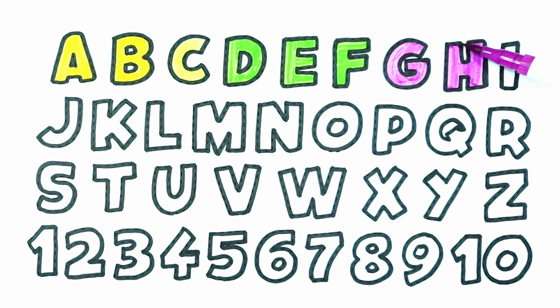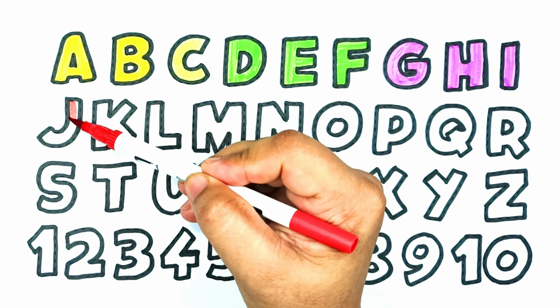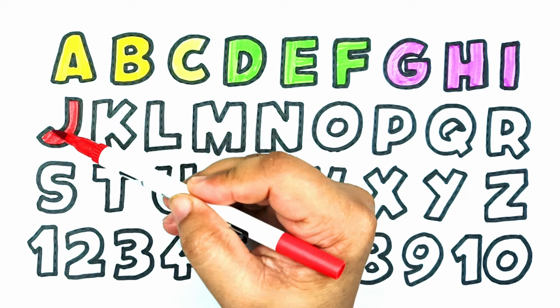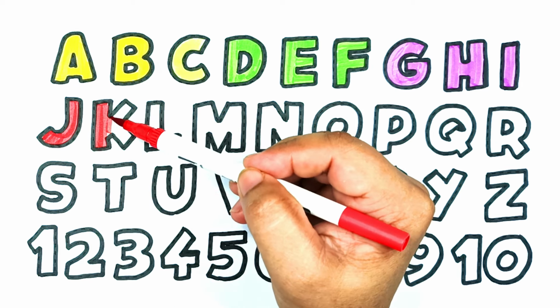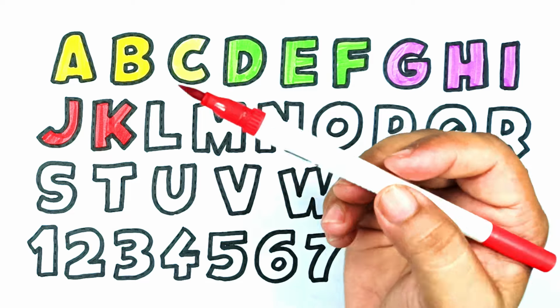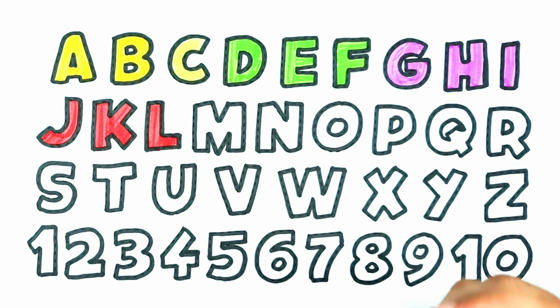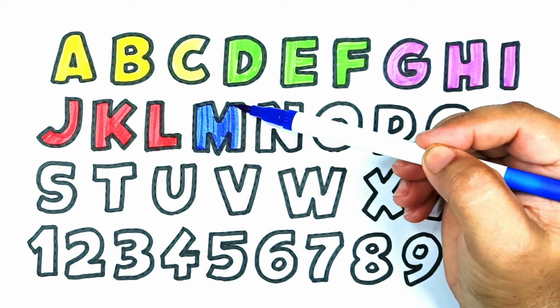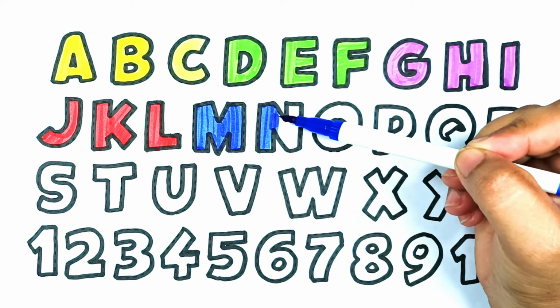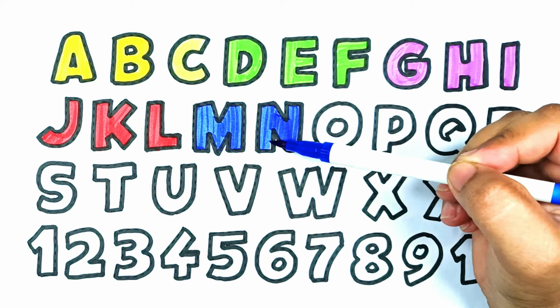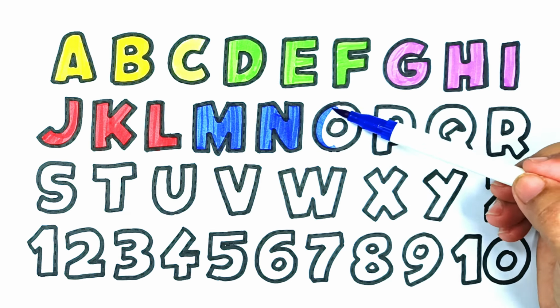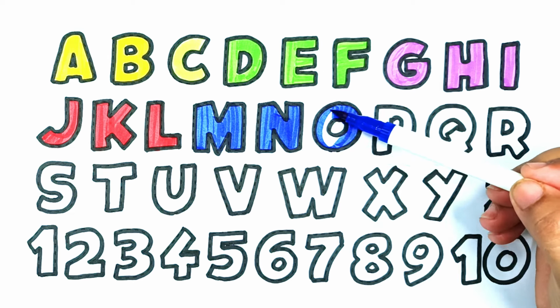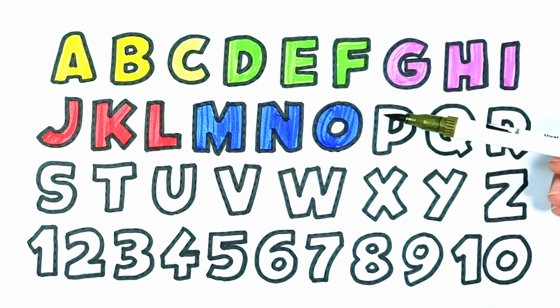H is for horse. I is for ice cream. J is for jellyfish. K is for kangaroo. L is for lion. M is for monkey. N is for nest. O is for orange. P is for penguin.